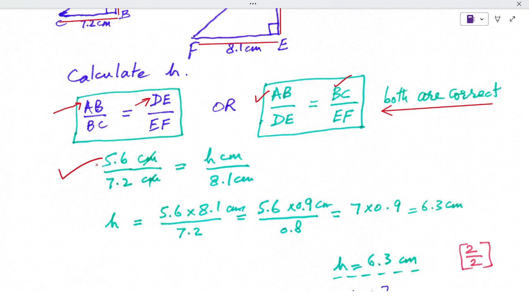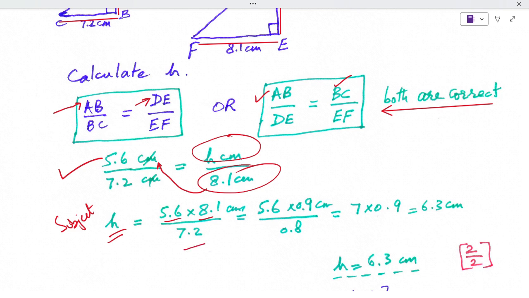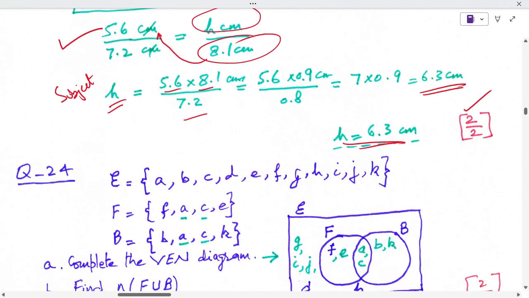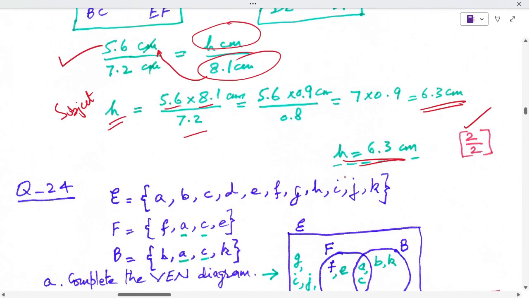And DE is equal to H, and EF is equal to 8.1. Then what we do is make H the subject of the formula. We get 5.6 into 8.1, because it will go on the other side and multiply. This is called cross multiplication, and divided by 7.2 we get an answer of 6.3 centimeters. So H is equal to 6.3 centimeters, written in the place where the answer is to be written, and you get 2 out of 2 marks.